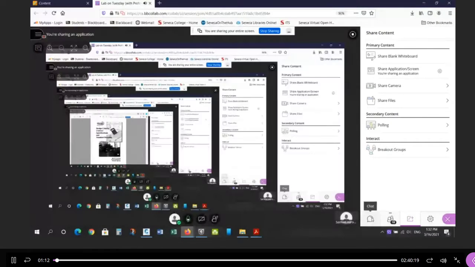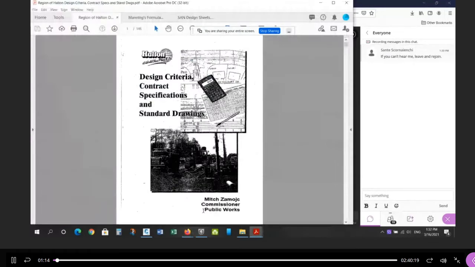So I'll share my screen, the entire screen here. So we're going to look to the region of Halton standards to begin with. You probably covered the storm and sanitary design flow calculations in MPT last semester, and you may already be discussing it with Professor Neruzzi this week or next week as far as the requirements.